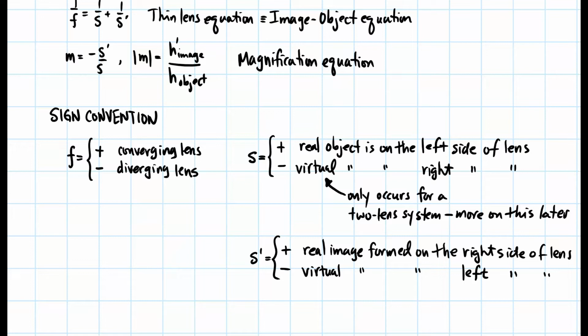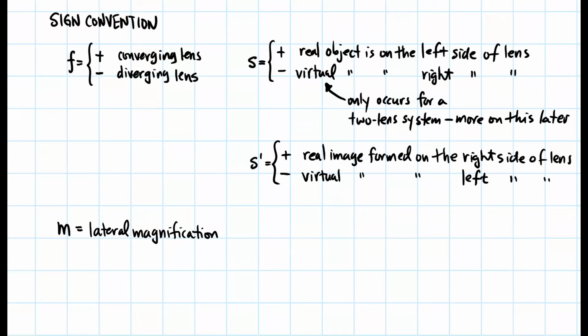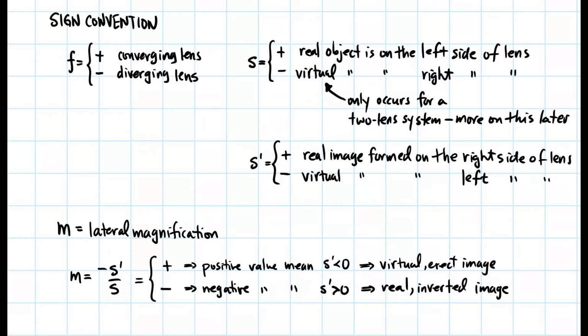The last thing we've got to talk about now is the magnification. A lot of information is packed into the lateral magnification. What we do know here is that real images are always inverted. Virtual images are always erect. And that becomes important when you look at the sign of the magnification. The sign of the magnification implies the following.